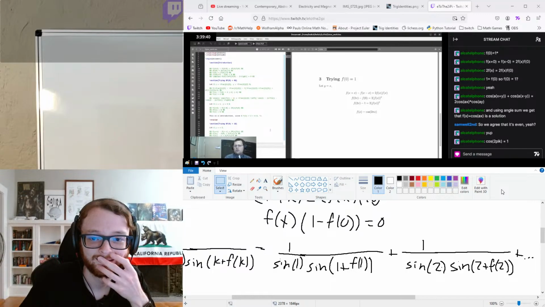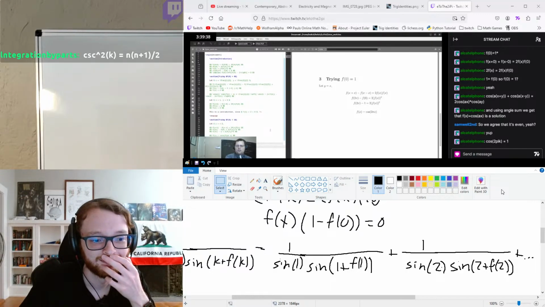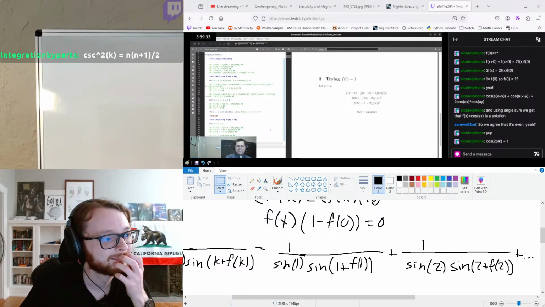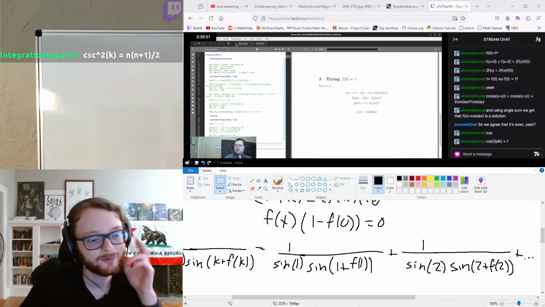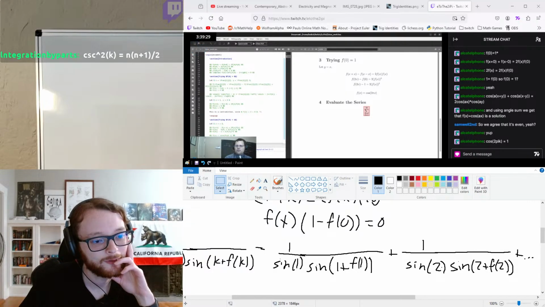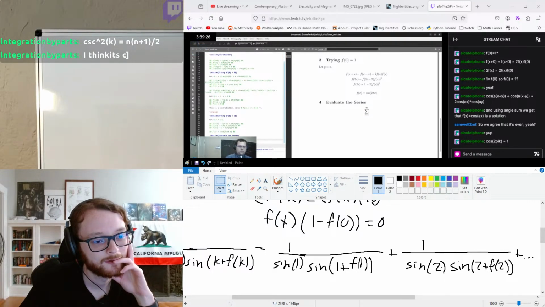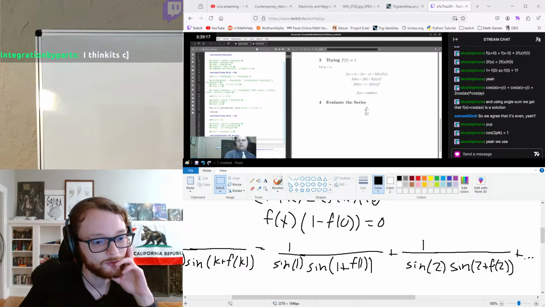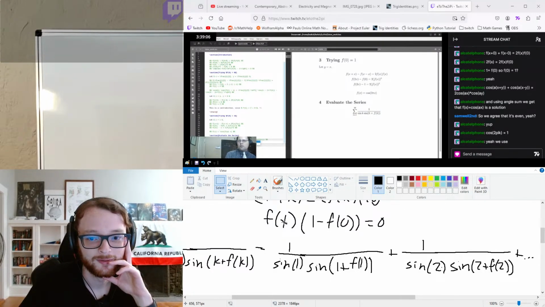Our series is from k equals 1 to 20, isn't that right? And it's the reciprocal of... Cosecant goes with sine. 1 over sine k. Sine of k. No way. Cosecant squared of k is the same as the sum of integers? That's a crazy thing. I'd never heard of that. That's cool. This feels like you should use an identity.